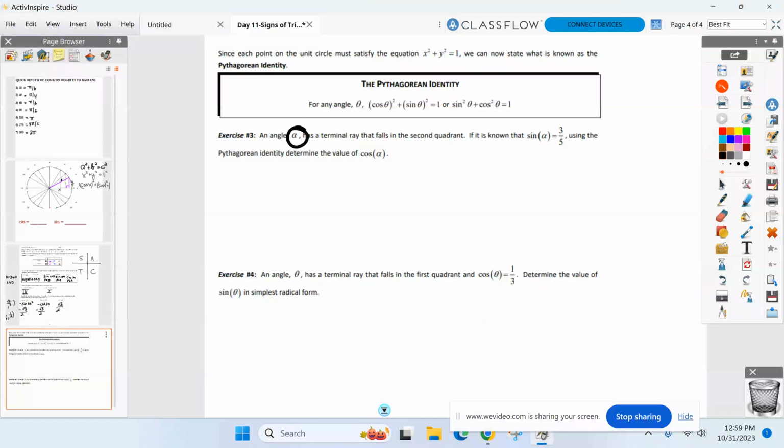What do we got there again? That's what from yesterday? Alpha, right? It's the same thing. Theta, alpha, x, beta, it all means an angle. What quadrant are we in? Second quadrant, right? We know the sine value is 3/5. What's the cosine value then? See how I'm giving you one, and now I'm looking for the other one.